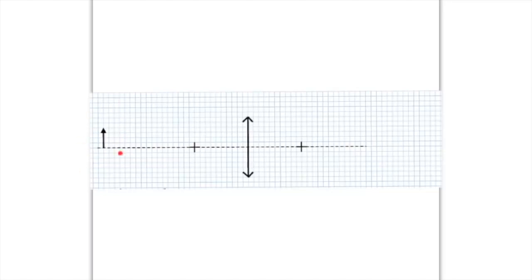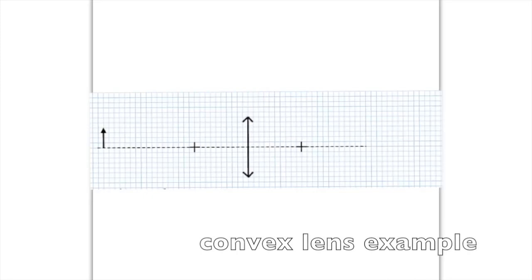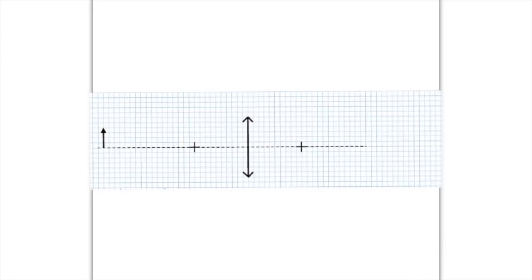This arrow here is supposed to be the object, this is the lens, and these are the focal points. So based on my instructions, first of all, you want to draw a horizontal line from the top of the object. Use a ruler and a pencil for this. And then you want to take it through the focal point like that.